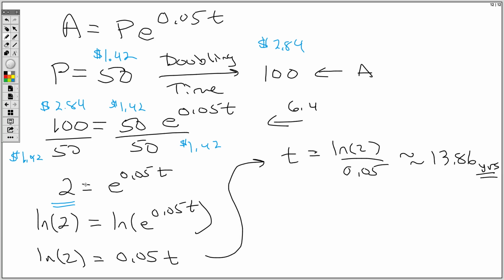So the doubling time doesn't depend on the initial amount. It's going to be roughly 13.86 years either way. Okay?